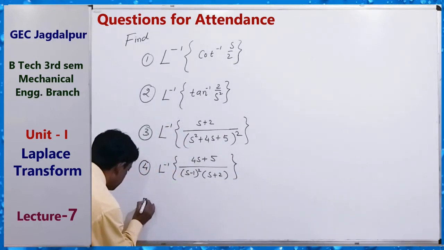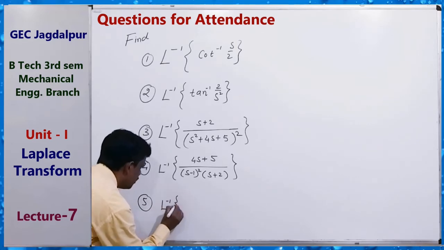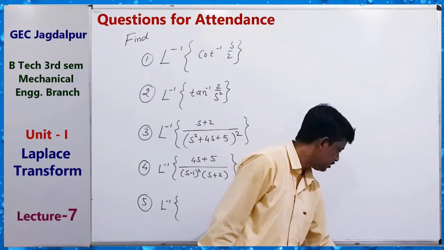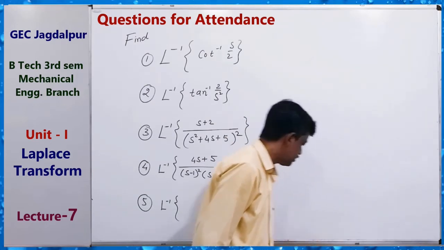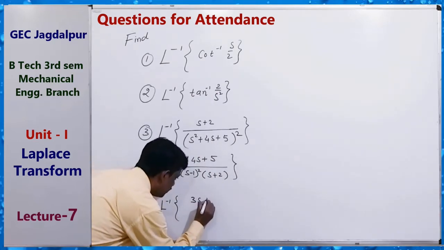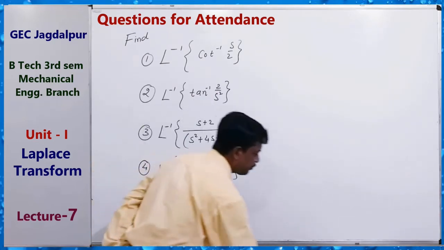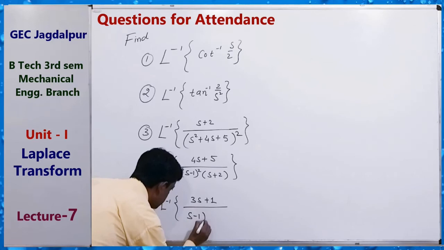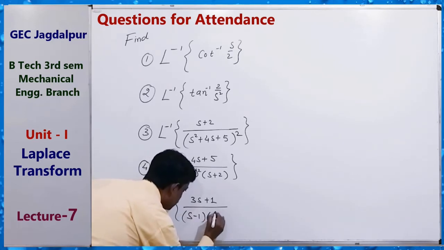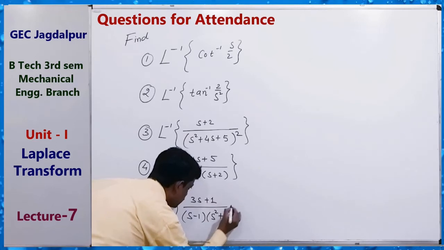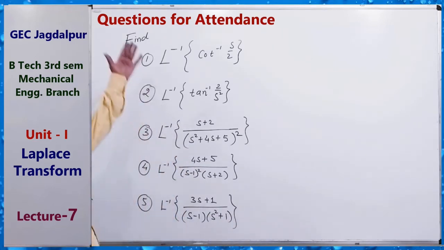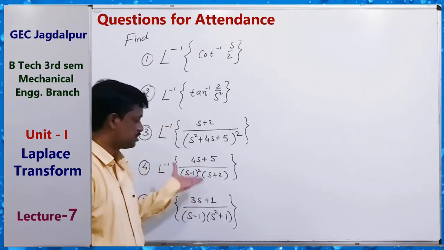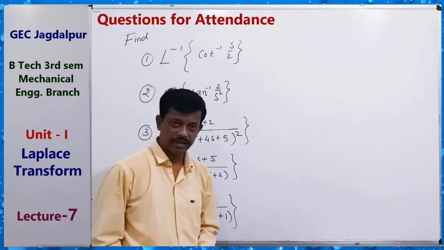And the fifth and last question is L inverse of 3s plus 1. So these are the 5 questions. You have to solve these questions today, make a PDF of the solutions and send it to me.